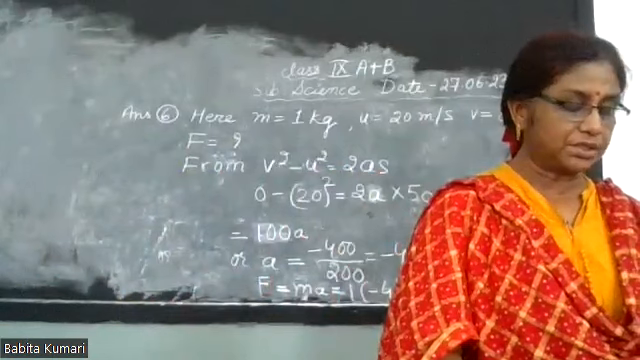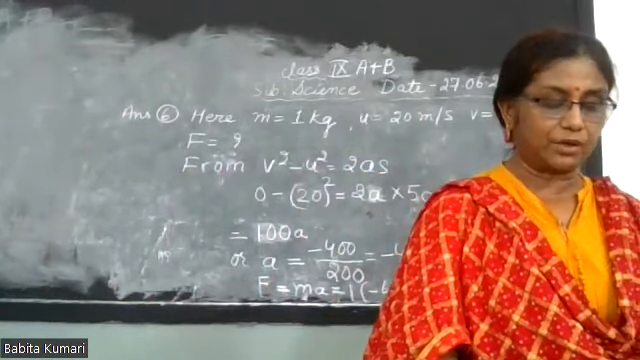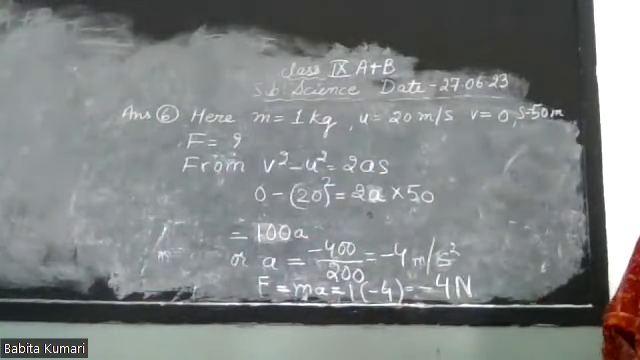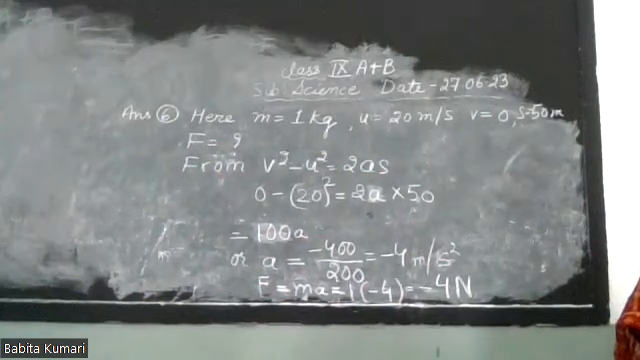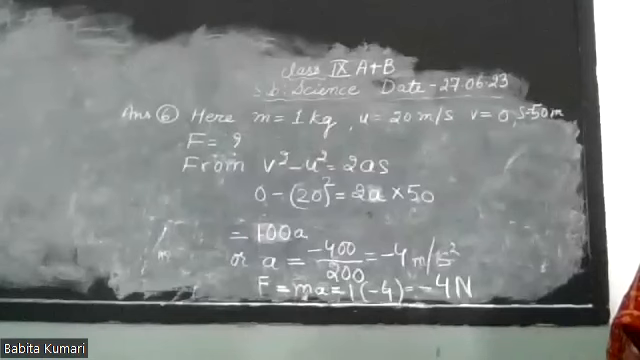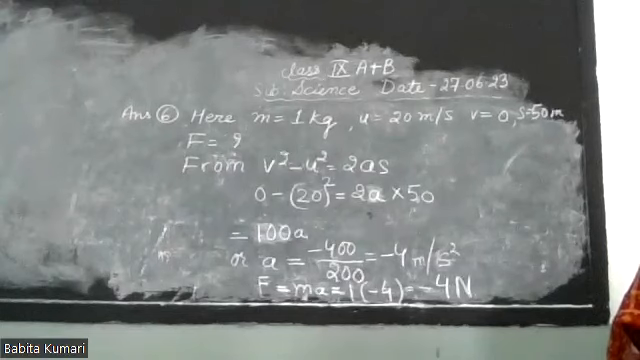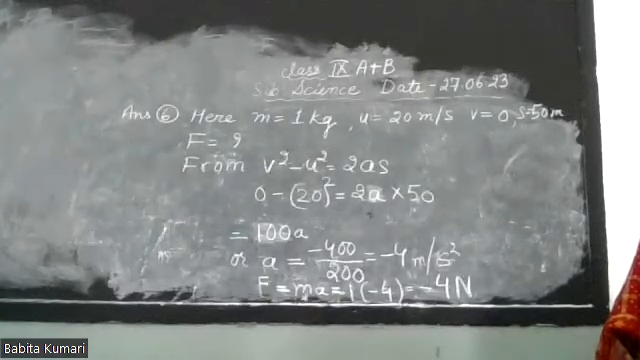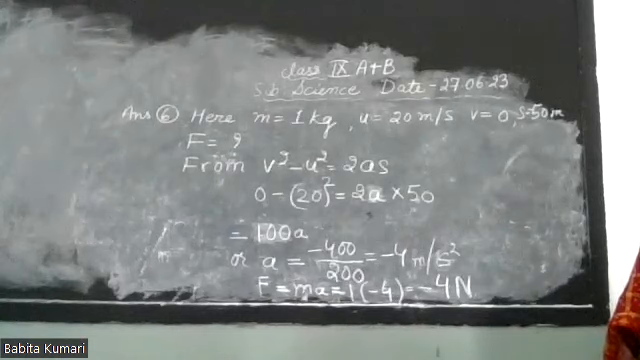Then the next question: an 8,000 kilogram engine pulls a train of 5 wagons, each of 2,000 kilogram, along a horizontal track. If the engine exerts a force of 40,000 newton and the track offers a frictional force of 5,000 newton, then calculate the net accelerating force, the acceleration of the train, and the force of wagon 1 on wagon 2.